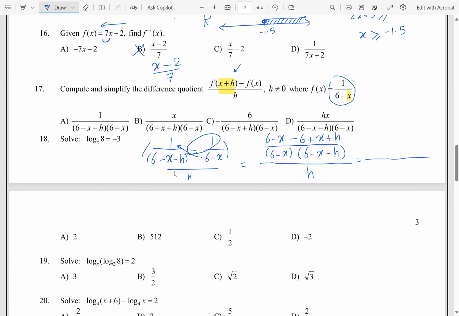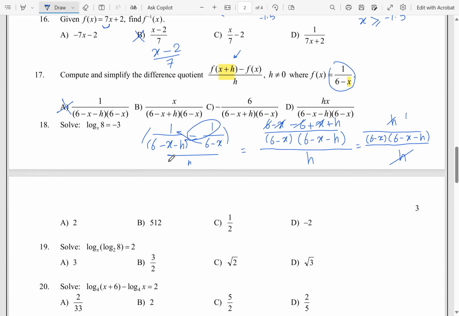So finally, you have 6 minus 6 is 0, and negative x plus x is 0. Finally, you have h over the bracket 6 minus x into 6 minus x minus h all over 1, all over h. So h divided by h is 1. So the final answer is 1 over this. 1 over 6 minus x minus h into 6 minus x, which is A.